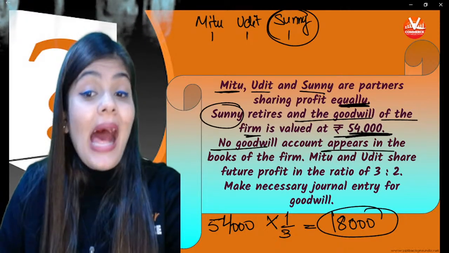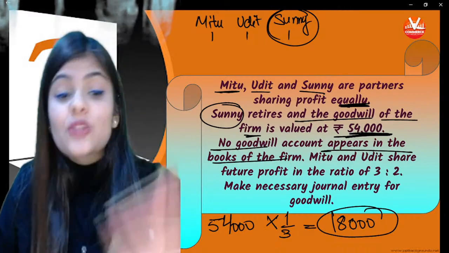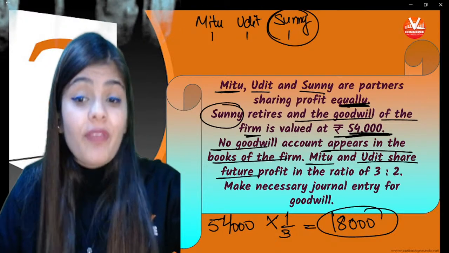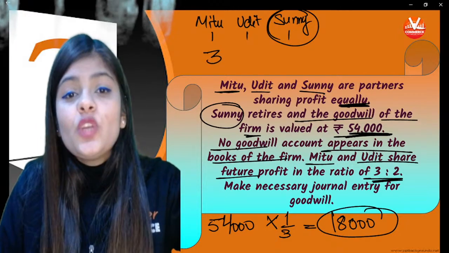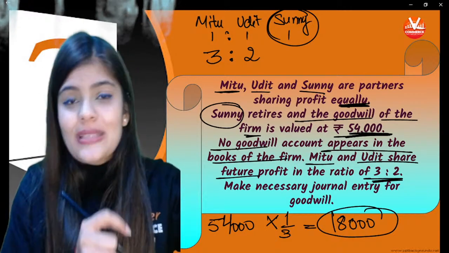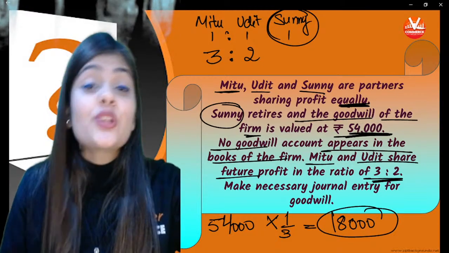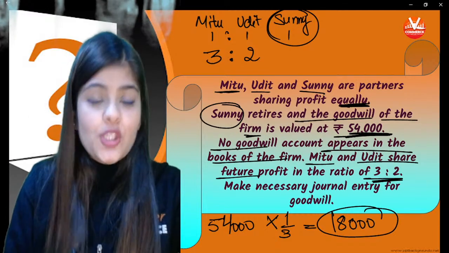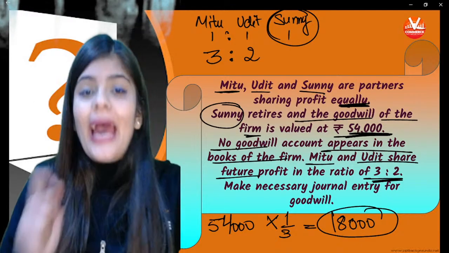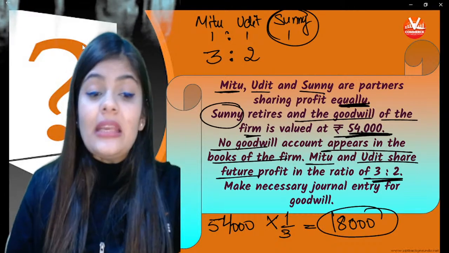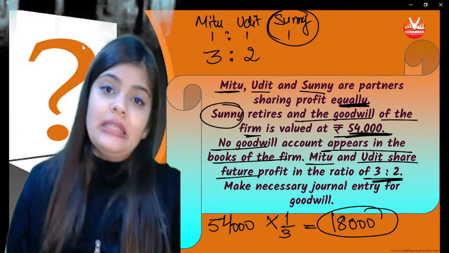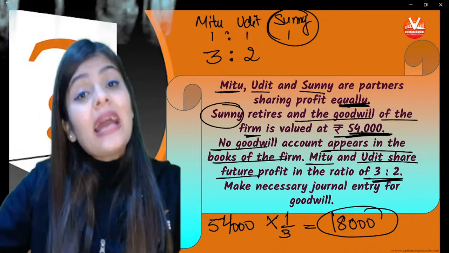Now, no goodwill appears in the books of the firm. Goodwill does not appear in the books of the firm. Meetu and Udit, they share the future profit in the ratio of 3:2. The new profit sharing ratio is 3:2. The old ratio is given, the new ratio is given. We can easily calculate the gaining ratio. Gaining ratio is equal to new ratio minus old ratio. So first of all, you will calculate the gaining ratio and then you will pass the journal entry. Meetu's capital account debit, Udit's capital account debit to Sunny. Remaining partner will be debited and retiring partner will be credited.